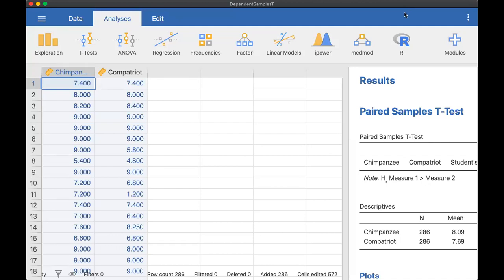Now, these data here represent another situation where we need to use a dependent samples t-test to analyze our data, but not in the fashion of a pre-post design. This is a snippet of data from an experiment I ran looking at the morality of altruism, so moral judgments of other people's decisions to donate money to specific causes.